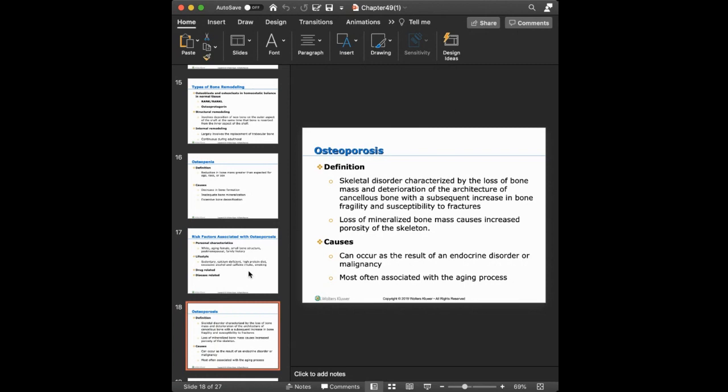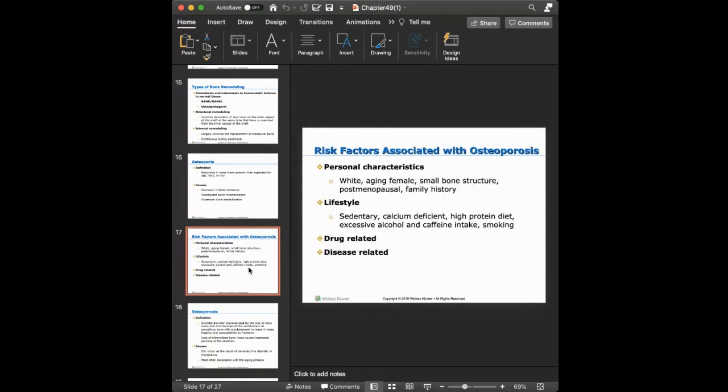And a lot of things can lead to osteoporosis. We know it's more common in Caucasian females, particularly those with very small bone structures, especially those who are postmenopausal. And you have an increased risk if you had a family history of osteoporosis as well. We also know that increasing physical activity improves bone health. So sedentary lifestyle, not getting enough calcium, eating a very high protein diet, drinking excessive alcohol and caffeine, as well as smoking can demineralize your bones.